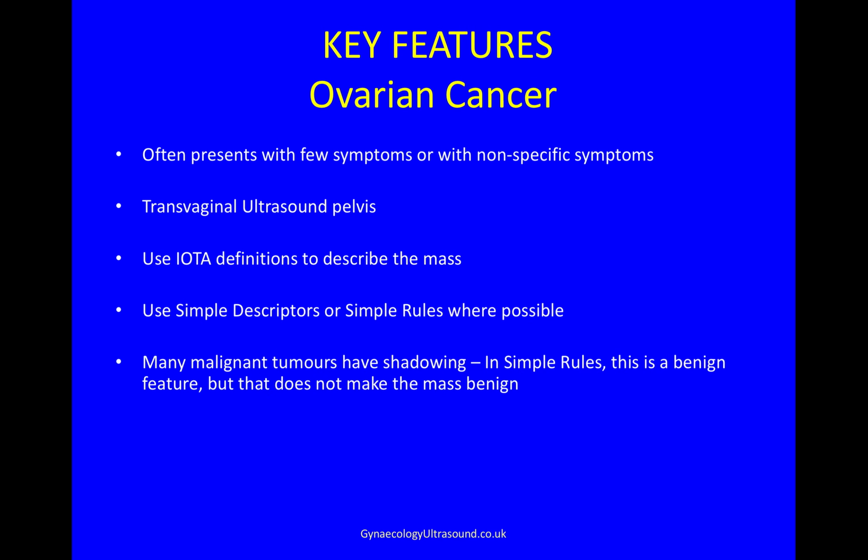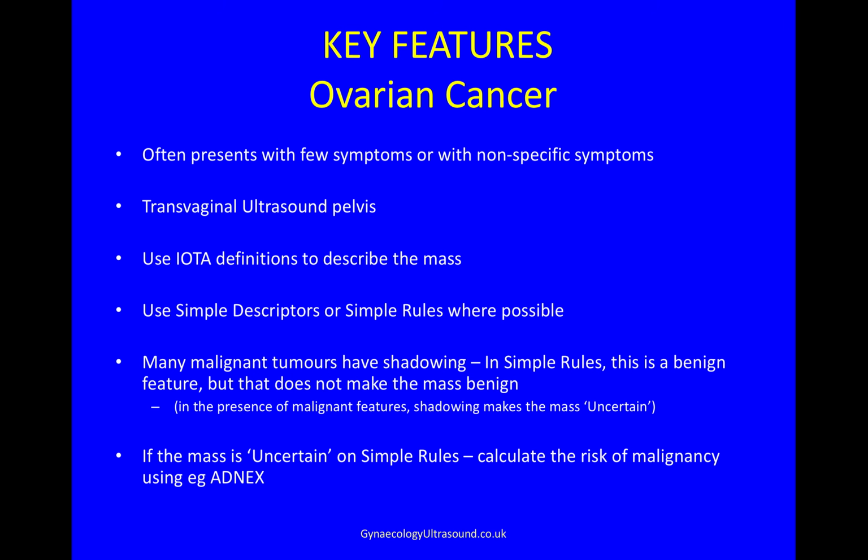Many malignant tumours have shadowing. In simple rules, this is a benign feature, but that does not make the mass benign. In the presence of malignant features, shadowing makes the mass uncertain. In this case, the mass did not have any shadowing. If the mass is uncertain on simple rules, you can calculate the risk of malignancy using an indicator like adnexa.